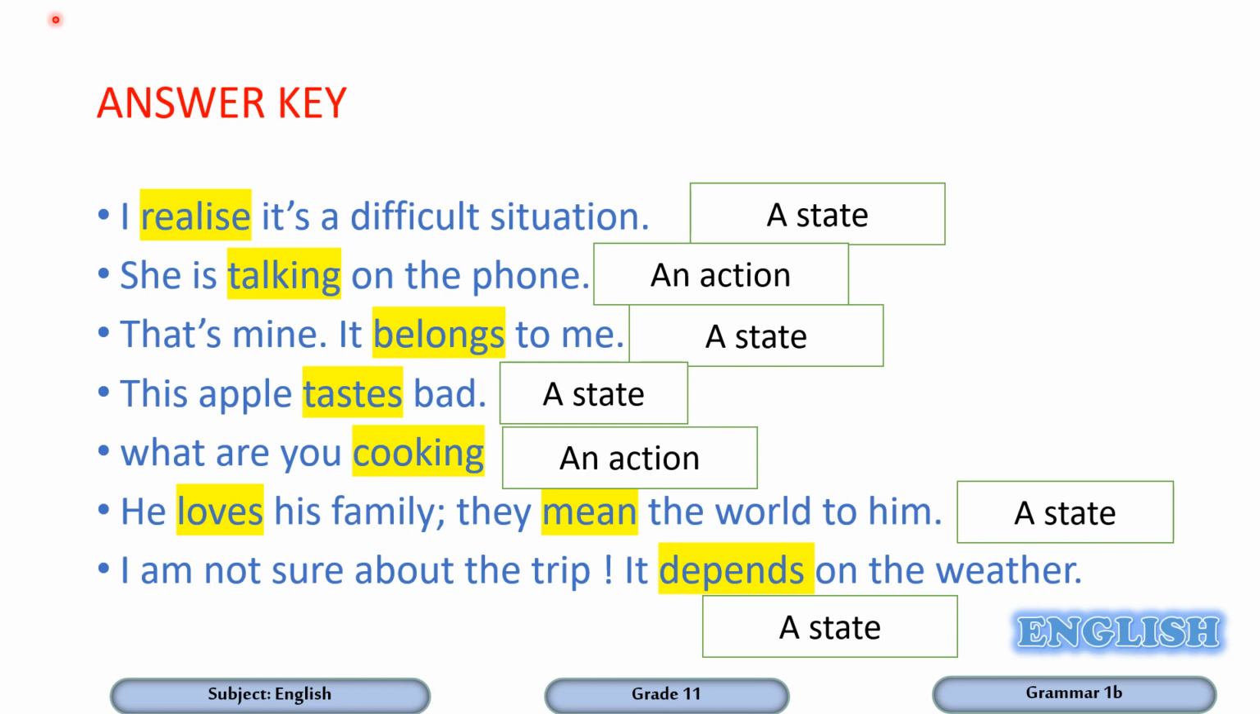Okay, I hope the video was clear and could help you identify states and actions. Now, please focus on the highlighted words. This is the answer key. I realize, which means I understand, refers to a state. Talking, to talk, refers to an action. To belong refers to a state. To taste, a state. To cook is an action. To love or to mean something is a state. To depend on something is a state.